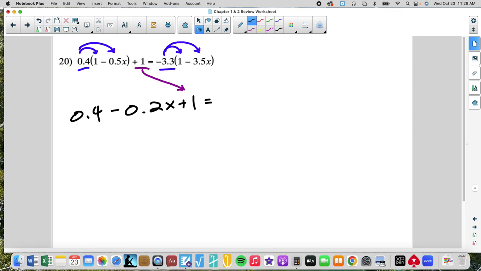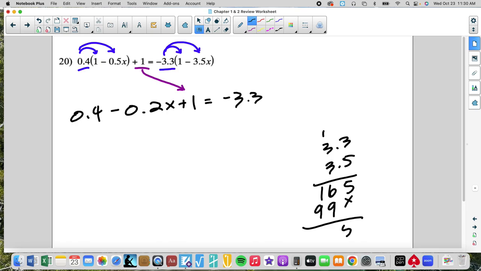Negative 3.3 times 1 is negative 3.3. Negative 3.3 times negative 3.5x. 5 times 3 is 15. 15 is 16. 3 times 3 is 9. 3 times 3 is 9. 5, 5, 11. 2 decimal places. So we're going to get a negative times a negative is positive 11.55x.